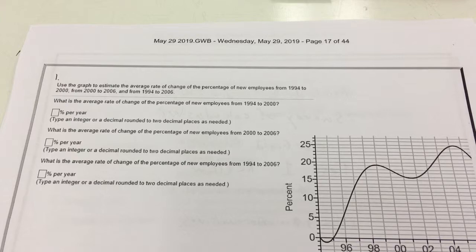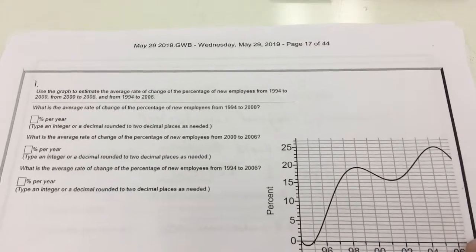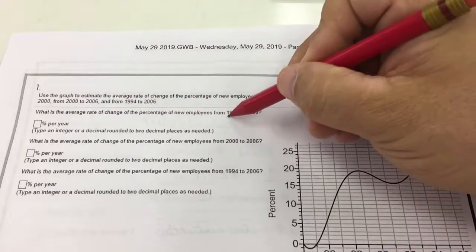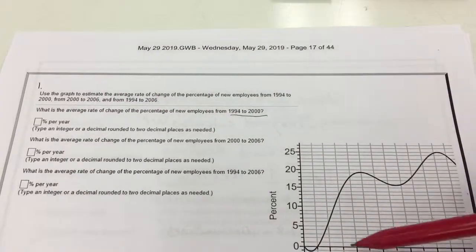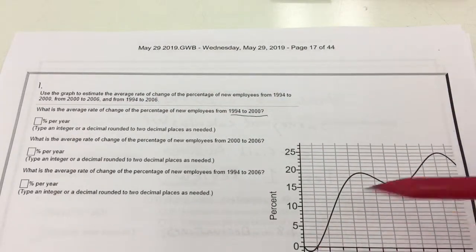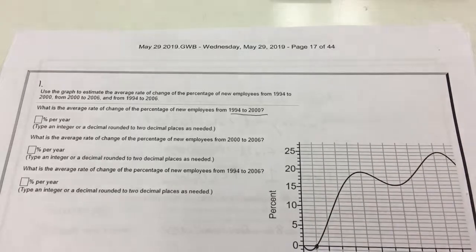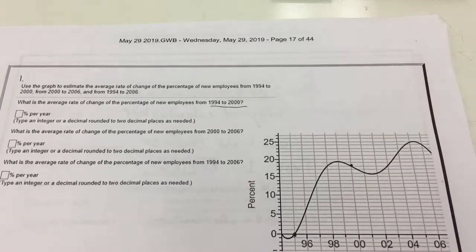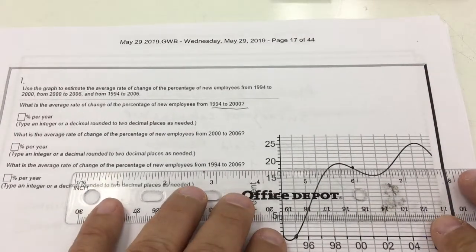So what I'm asked to do is find a couple of slopes between points on the graph and another point on the graph. The first one says find the average rate of change from 1994 to 2000. So I go over here to 1994, which is at 0. And then I go over to 2000, which, if I'm careful here, I can figure out is 18.